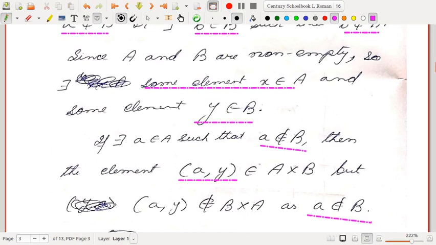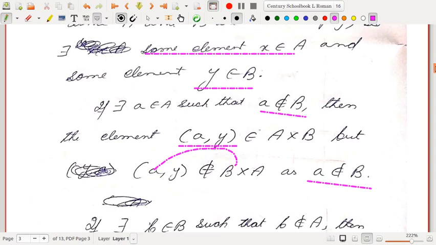Because A does not belong to B. Okay, A cannot belong to B cross A. If A belongs to B cross A, then the first element should come from the first set. Okay, but already A is not there in B.